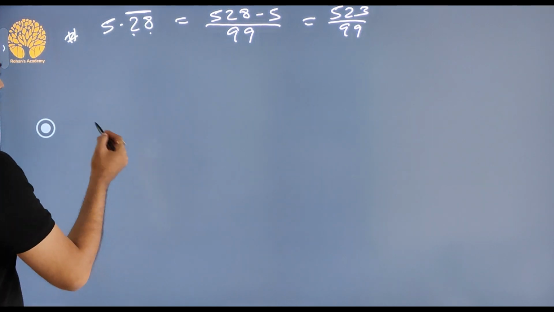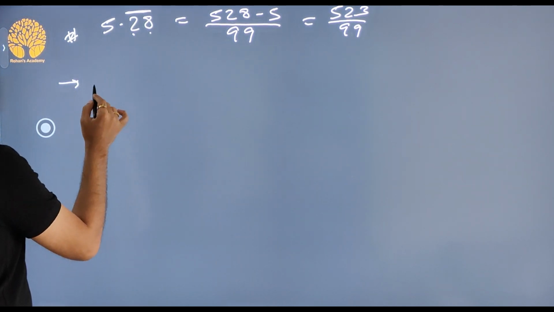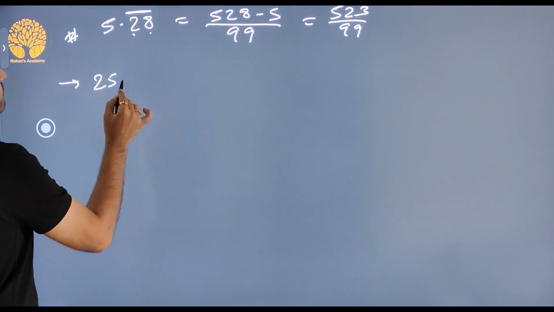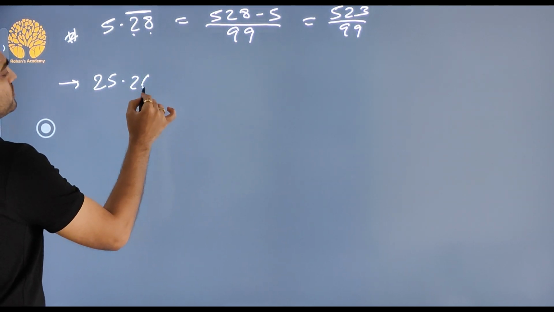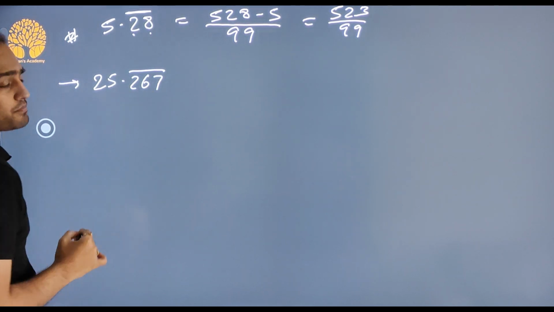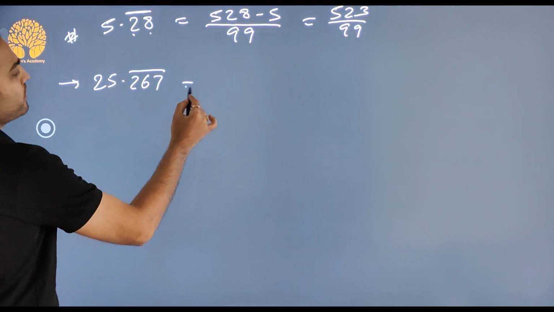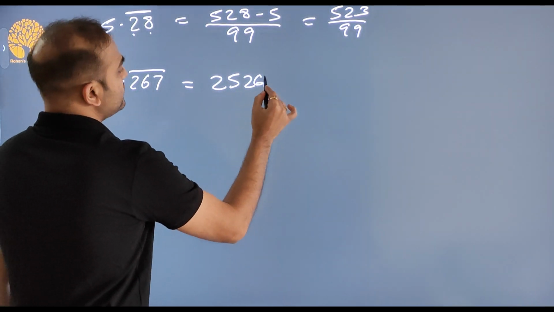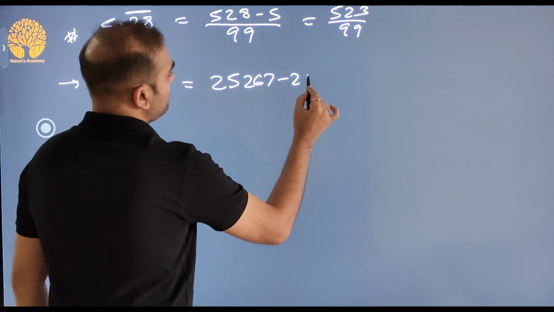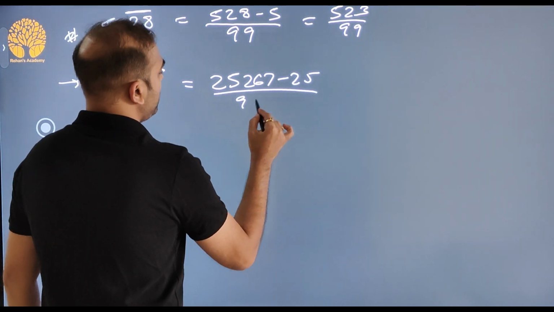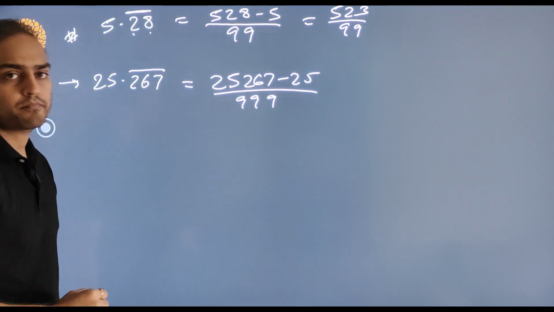Let's take another example, 25.267 bar. Let's try that. So 25267 minus 25 by 999.